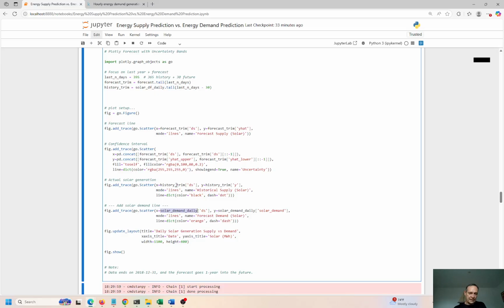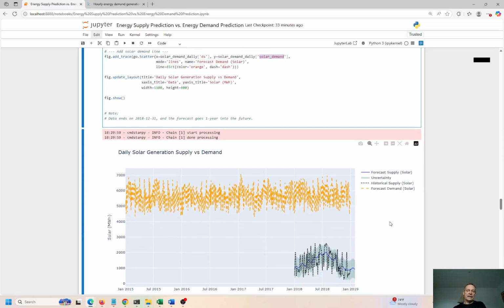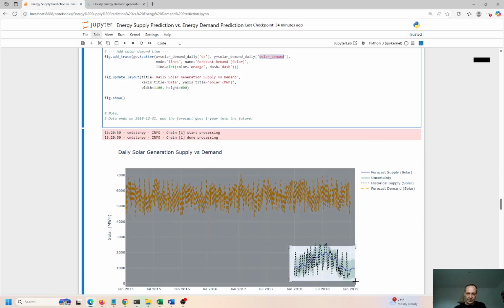So we have the solar demand daily, the history. This is the date, this is the date, and then the y is the forecasted value, and the solar demand is forecasted into the future. So everything that is orange is forecasted demand for solar, and the forecasted supply is the blue line like we saw before. This is kind of a zoomed out view going back 10 years in time, right now it's 2025. This is going back to January 2015, and it goes forward 3 years from the beginning of January 2015 until the end of 2018, so 3 years of data. Then we can look at just the 1 year of data, look back right here.